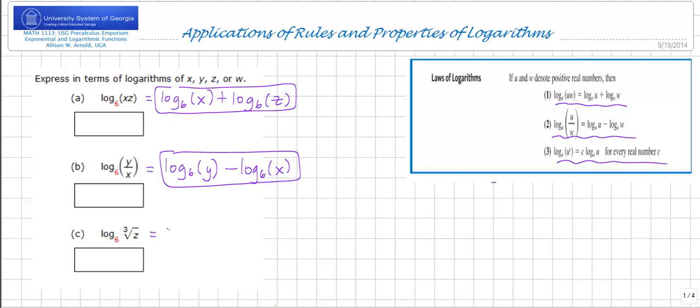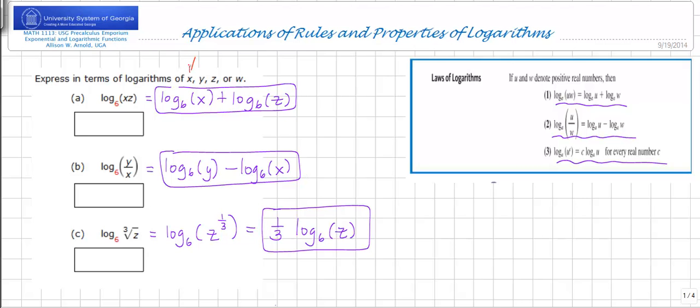Likewise, if I have log base 6 of the cube root of z, I can note that the cube root of z is the same as z to the 1/3 power, and using the third rule of logarithms, I can write this as 1/3 log base 6 of z. Again, look back at the instructions. If you're to express in terms of logs of x, y, z, or w, then that's all you want to see inside the individual logarithms.